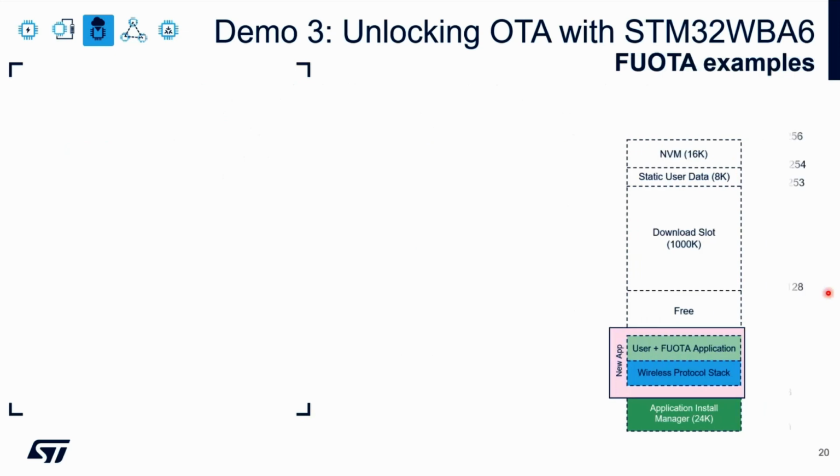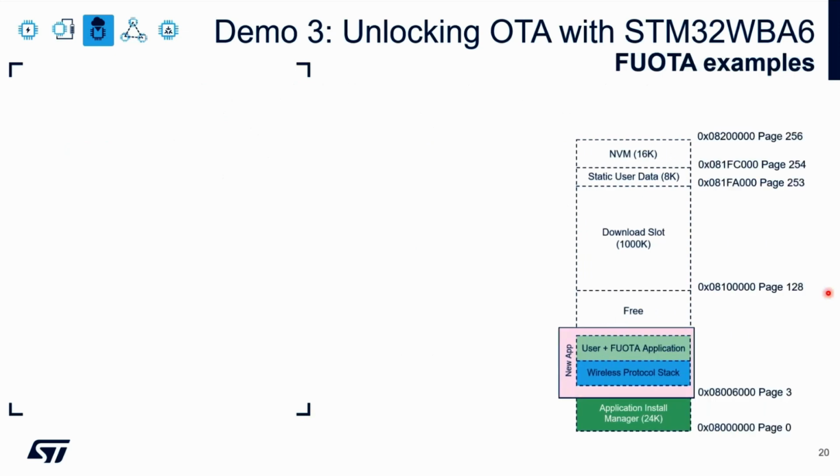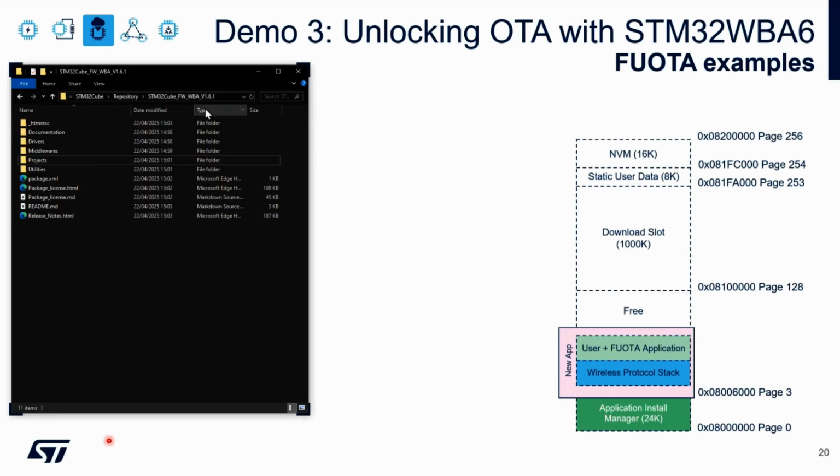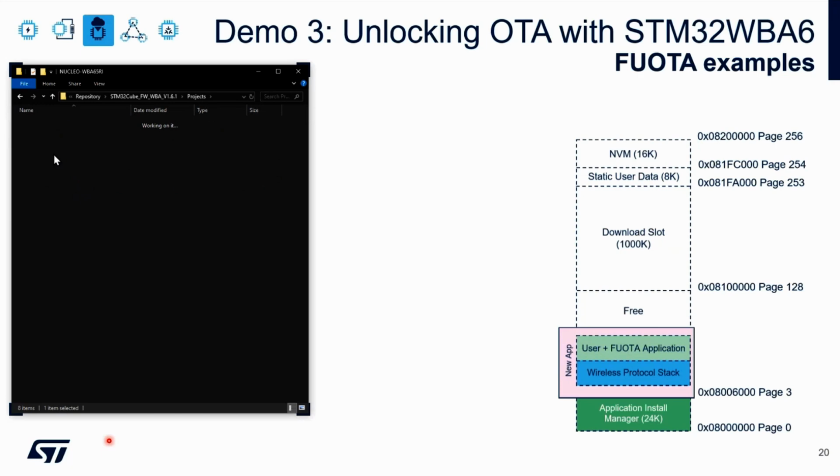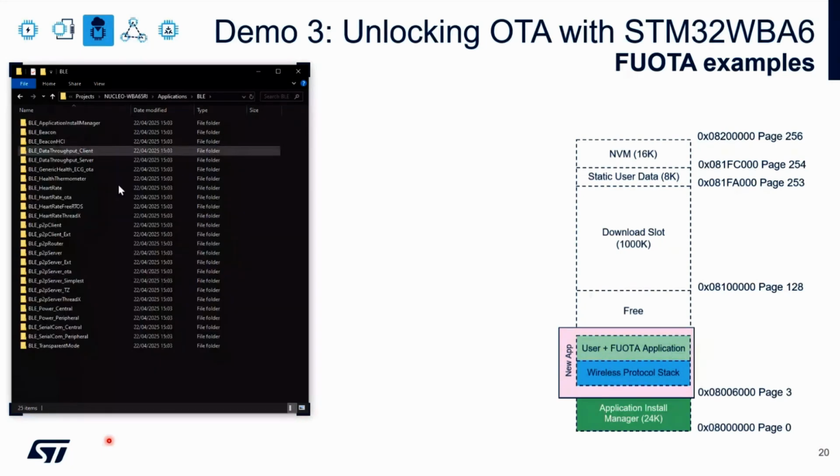And now, how ST can help you to develop your own firmware update OTA solution. The best way, of course, is to start with an example, and we provide some OTA examples ready to use. You can find them directly in the CubeWBA firmware SDK. So let me open my file explorer here. This is CubeWBA 1.6.1. You can find the example projects for Nucleo WBA65 here, under Applications. I will focus on BLE. And here, as you can see, there is one example called BLE P2P server OTA.